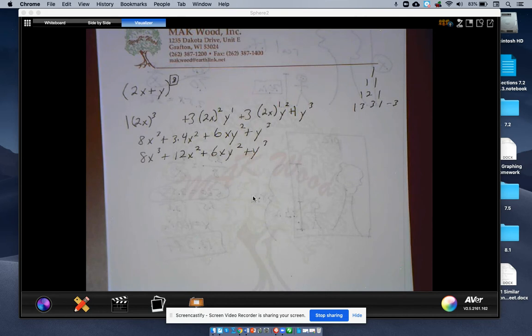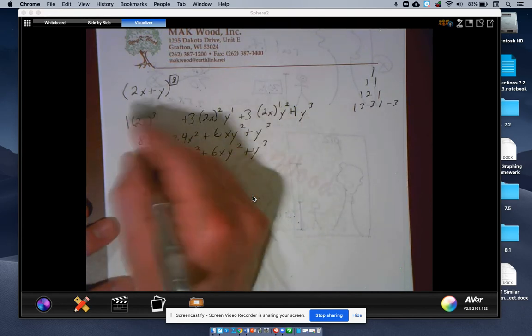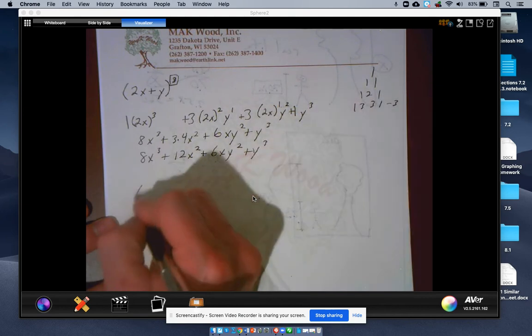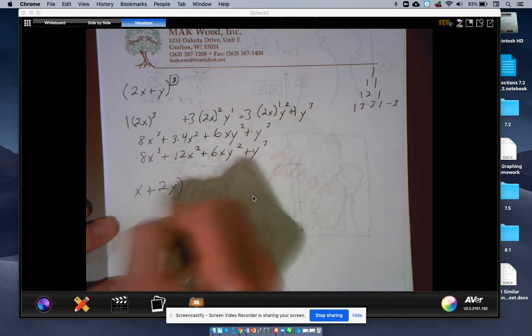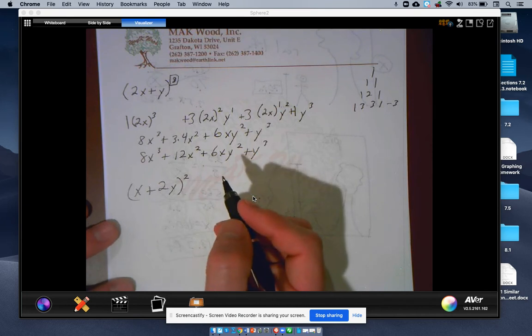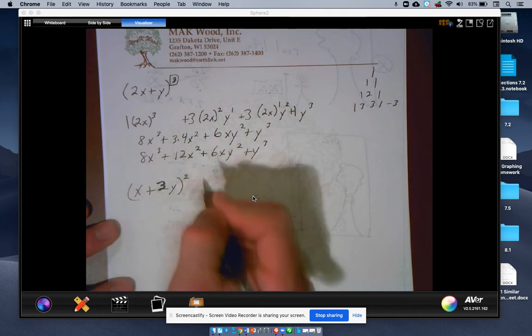Actually, let's do one more example like that because that can get a little tricky when you have the 2x plus y there. So let's do just a simple squared problem. So let's do x plus 2y, in this case, squared. All right, x plus 2y squared. Actually, let's make it a 3y. I think that'll be a little bit of a better problem for us to do.